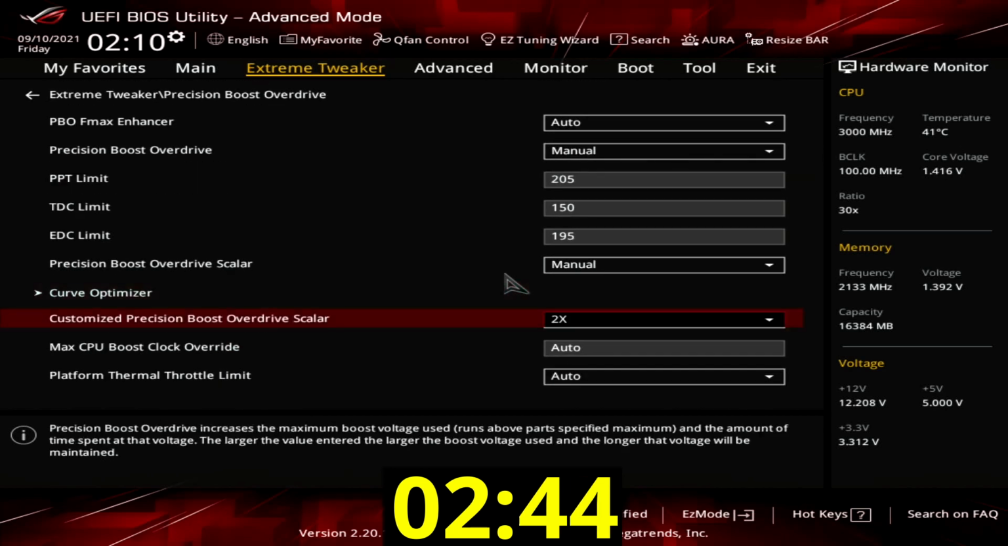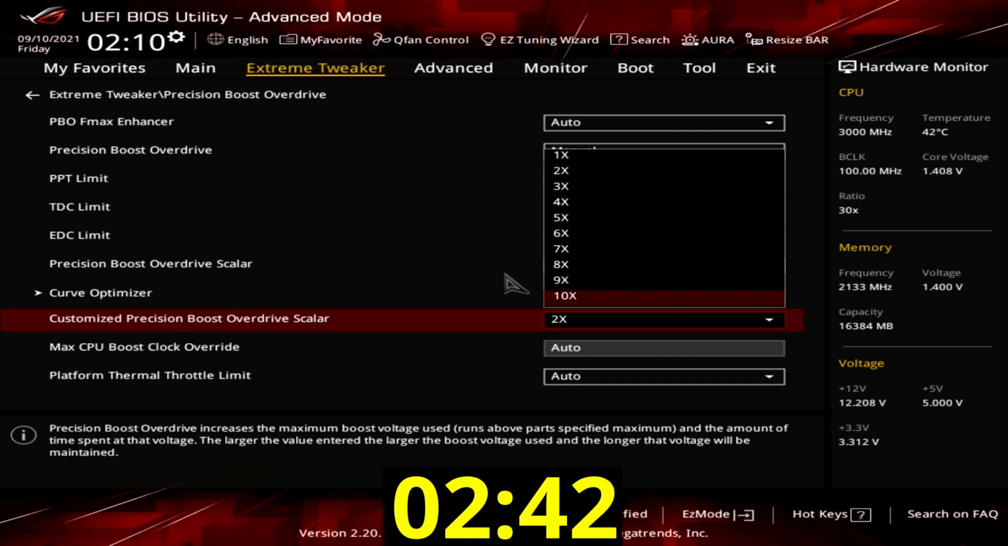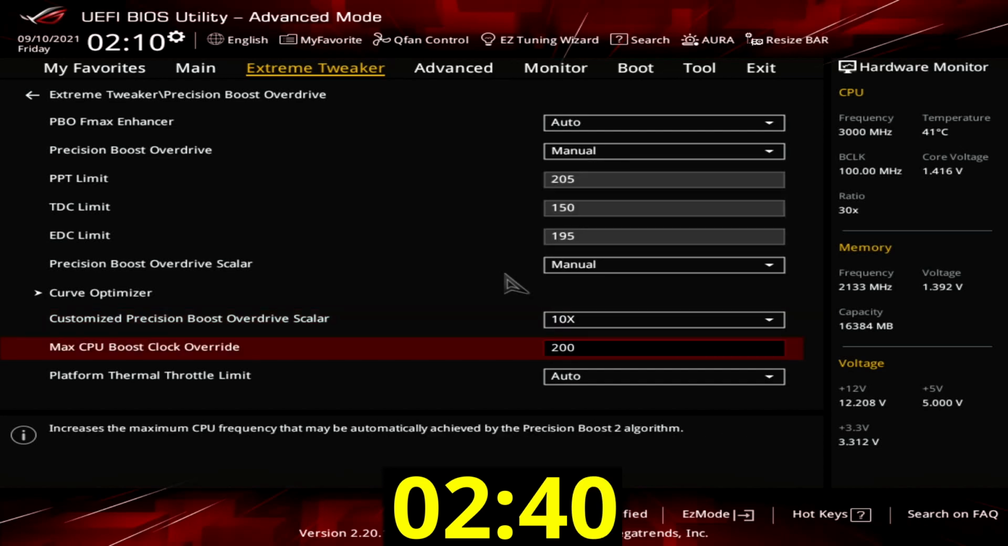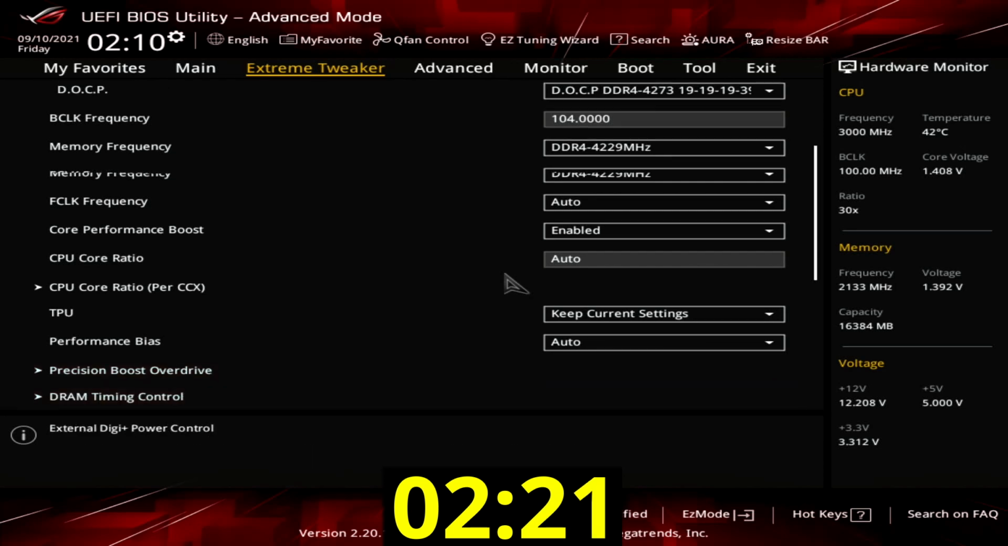Set Max CPU Boost Clock Override to 200 MHz. This increases the frequency ceiling by 200 MHz over the programmed max 1T boost limit. On the 5900, that's 4750 MHz, even though the listed maximum boost frequency is 4700 MHz. Adding 200 MHz results in a ceiling of 4950 MHz. Leave the Precision Boost Overdrive submenu.